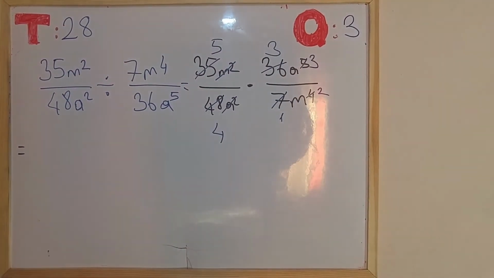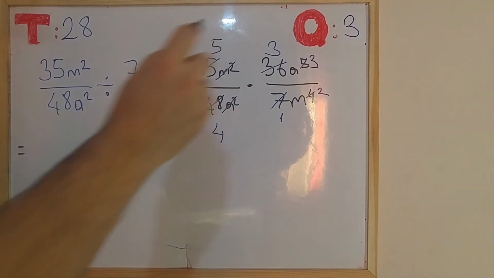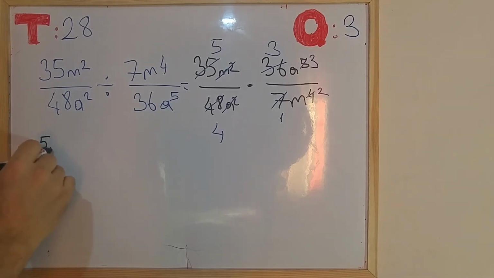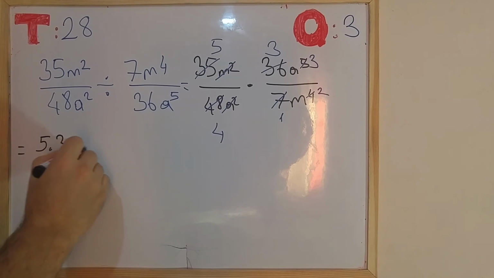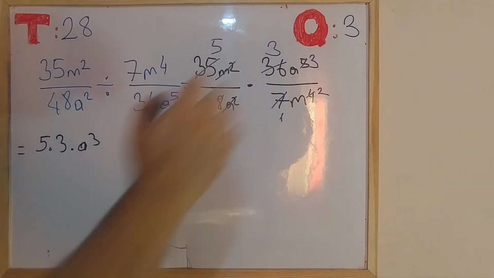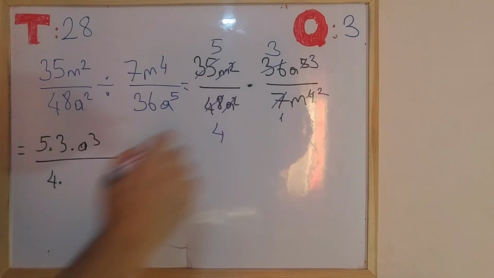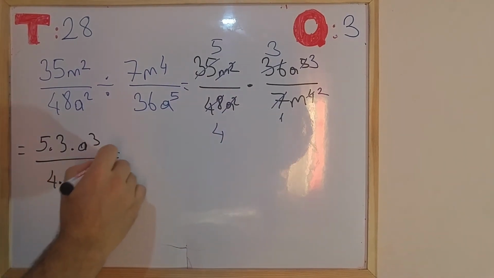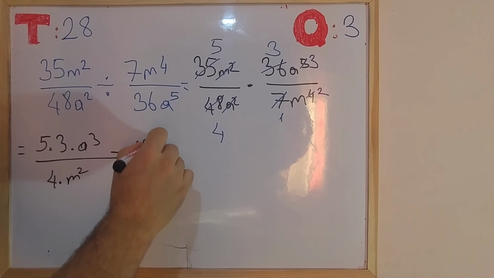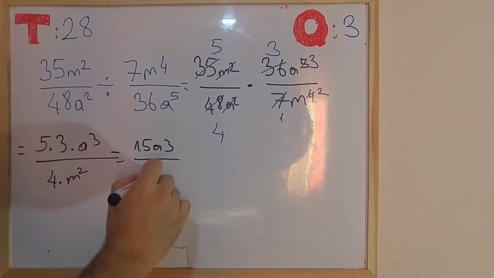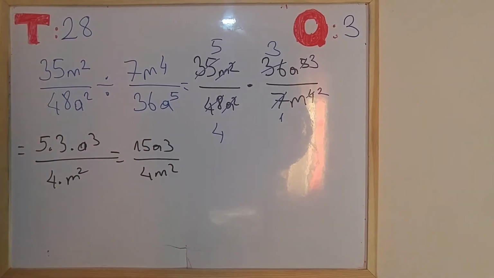Let's write it down now. What I have here is 5 times 3 times a cubed over 4 times m squared, which is 15a cubed divided by 4m squared.